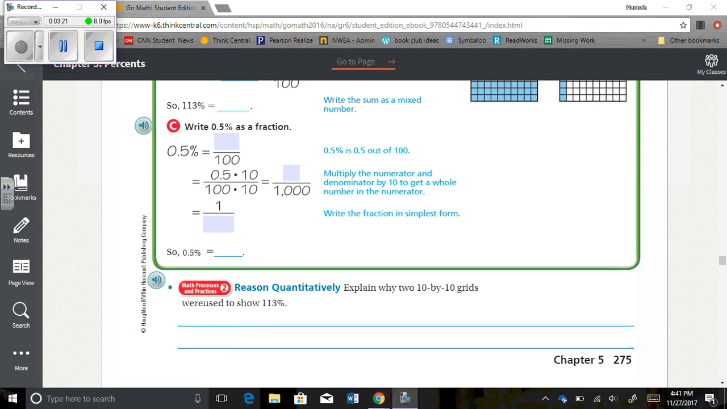Down here under reason, explain why two 10 by 10 grids were used to show 113%. If we look up there at part B, it shows there was one whole, which was 100% of it. 113 is greater than 100%, and we know that each grid shows 100%. So the first grid shows the 100, and the second grid shows 13%.